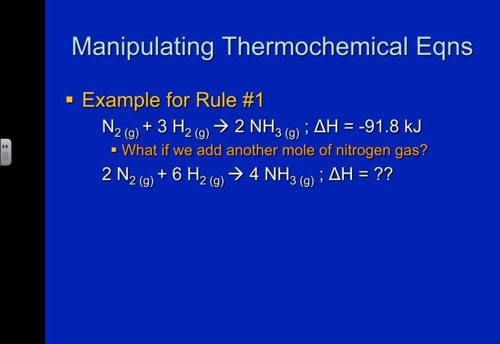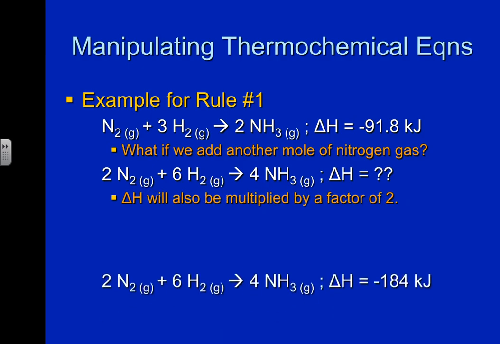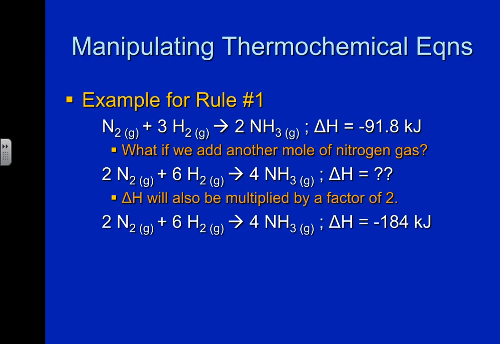So if we have another mole of nitrogen, then we've got 6 of hydrogen and 4 of ammonia. So what would then be the enthalpy of that reaction? Well, if you said something like, maybe we should multiply it by 2 because that's what we did with the whole reaction, then you would be dead on. So multiplying the negative 91.8 by 2, we get negative 184 kilojoules.